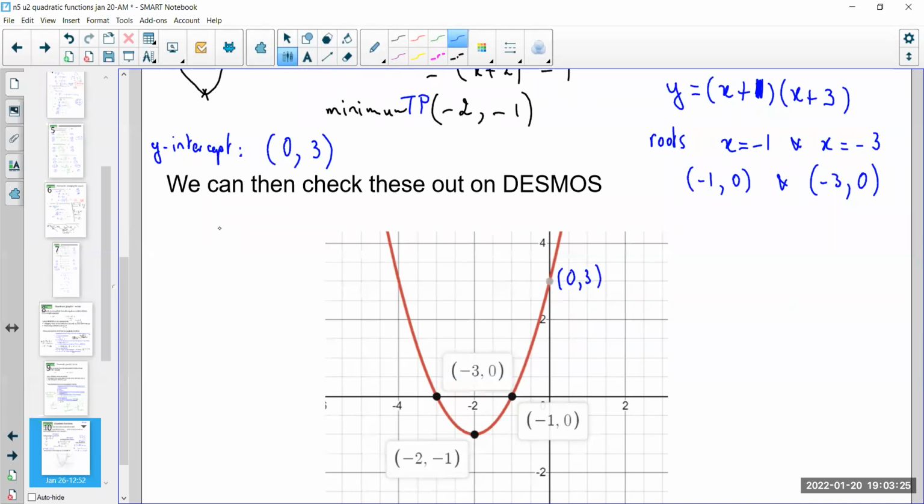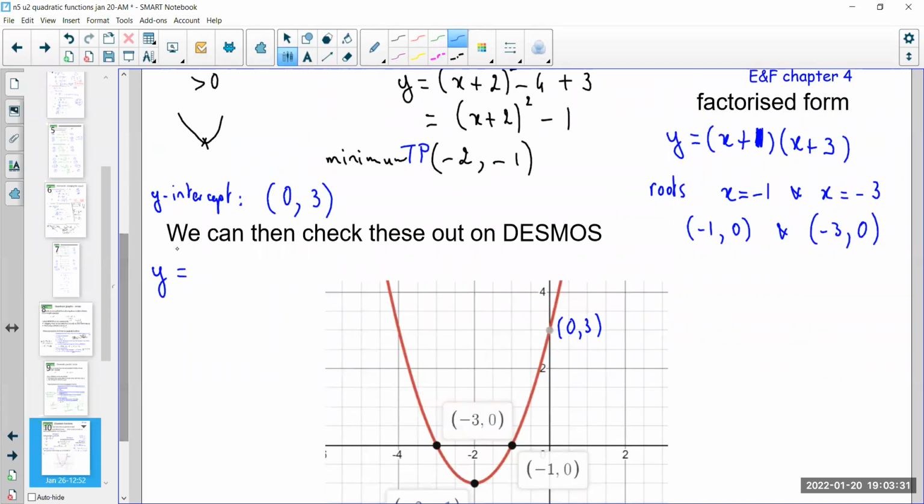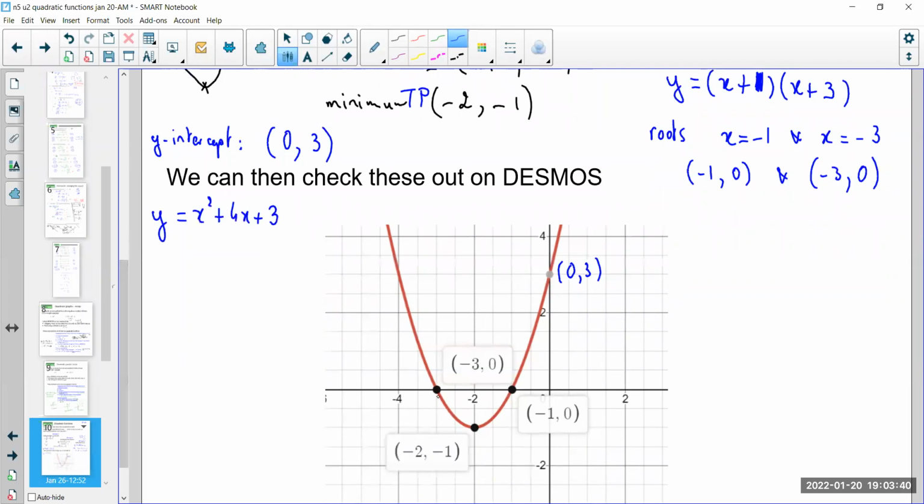So if you go to Desmos, you type y equals x squared plus 4x plus 3, you'll be able to identify the roots, -1, 0 and -3, 0. You'll be able to identify the turning point and see that it's a minimum, and you'll be able to identify what we call the y-intercept.